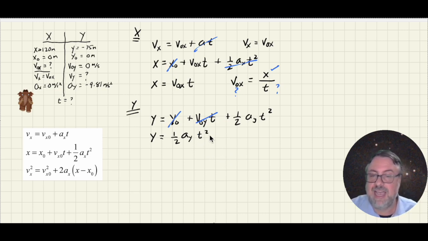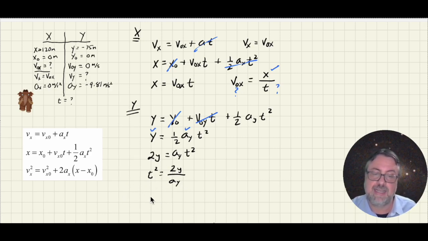All right, well, now I know what y is. I know what the acceleration in the y direction is, so I can solve for time. So I'm going to multiply 2 across. So I have 2 times y equals the acceleration in the y direction times time squared. I'm going to divide by the acceleration, and that will give me that time squared equals 2y divided by ay. And I'm going to get rid of the square by taking the square root. So that tells me that t equals the square root of 2 times y divided by the acceleration y.